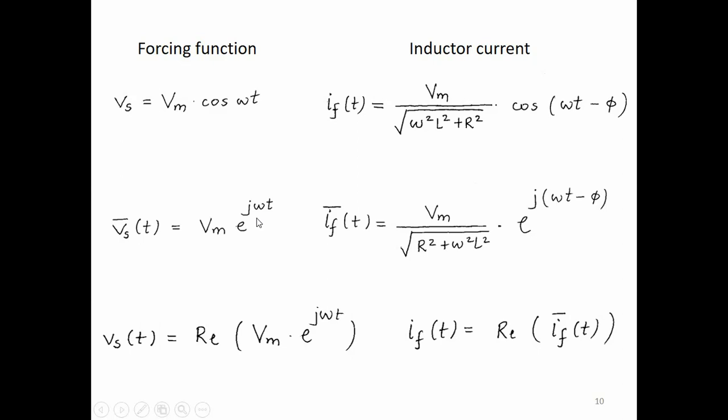So what we realize is that the actual Vs that we have applied can be written as the real part of the complex forcing function. If that is the case, then the current that flows in the real circuit for the real forcing function is the real part of the complex current that we obtained by applying a complex forcing function. Now, this is a property of linear systems, and it's an extremely valuable and important result.